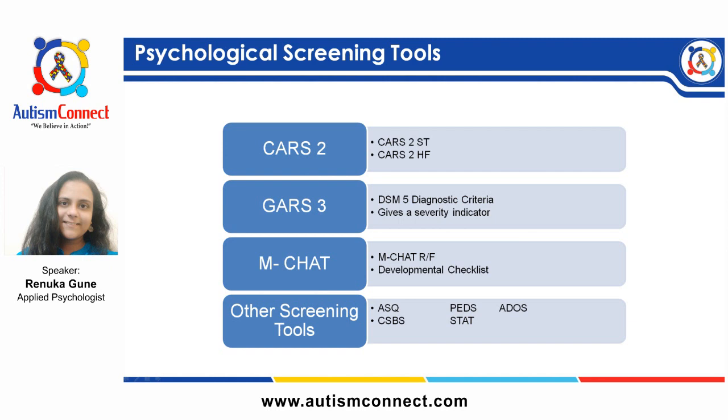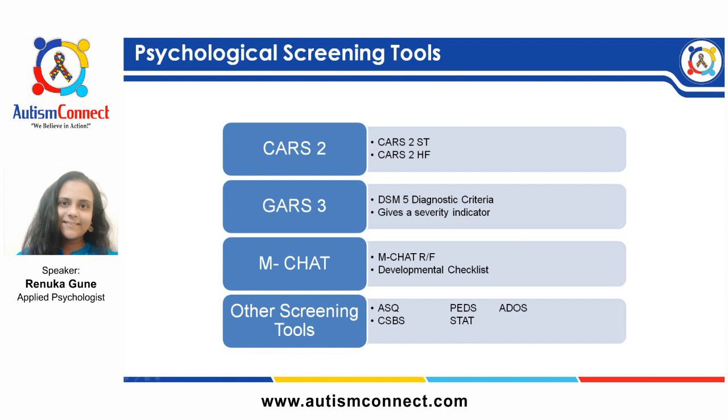CARS-2-HF is basically designed to identify more subtle signs of autism, right? This would include lags in communication or communication impairment. While a child with an IQ of 80 or higher would have fluent communication, on those children we would be using the CARS-2-HF.